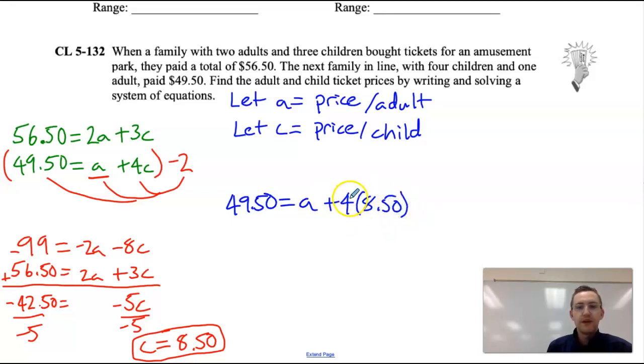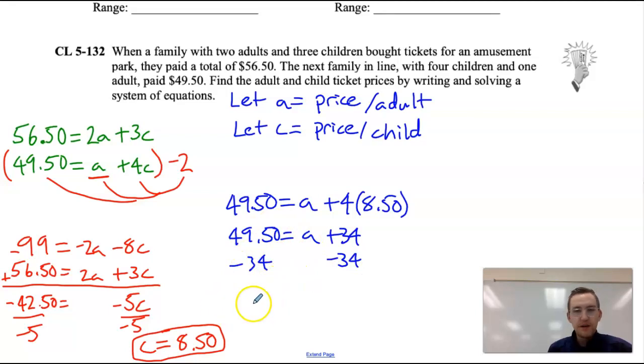If we multiply $8.50 by 4, what that turns into is $34. So we have $49.50 is equal to A plus 34. Now we just got to subtract 34 from both sides, and we are left with the price per adult, which is $15.50.